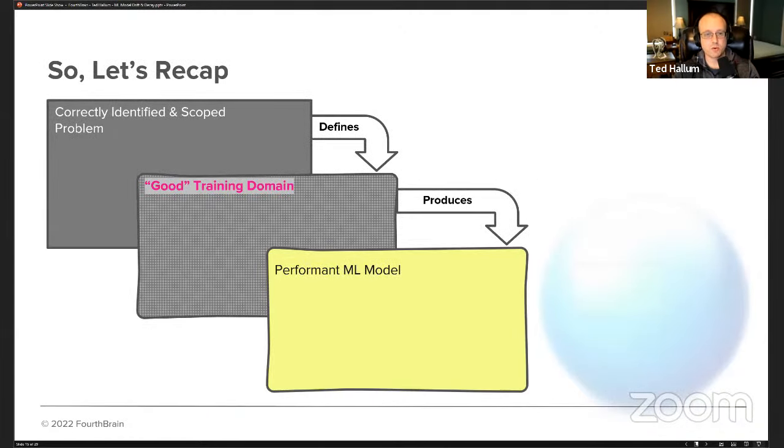Okay, so let's recap real quick. If you have a correctly identified and well-scoped machine learning problem, that's going to define a good training domain. And if you have a good training domain, then that's going to produce the performant machine learning model that you're hoping for. So that's what we've talked about so far. And that's the key foundation that we're going to build on for the rest of this presentation.